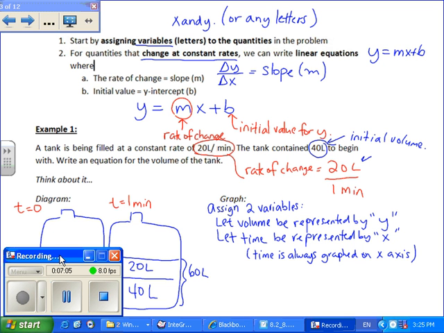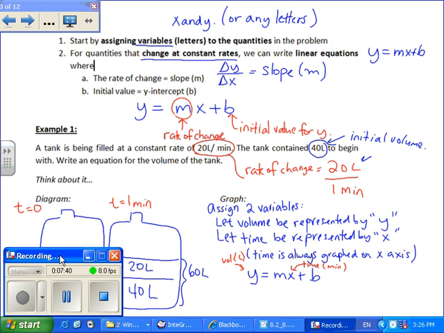Okay, and so we could come up with an equation for this, and it's going to look like this. I have a constant rate of change, so I can say y is equal to mx plus b. I can write a linear equation for this problem because I have a constant rate, which is a constant slope, and I have an initial volume. So here y is going to represent my volume, and x is going to represent my time in minutes, and my volume will be in liters.